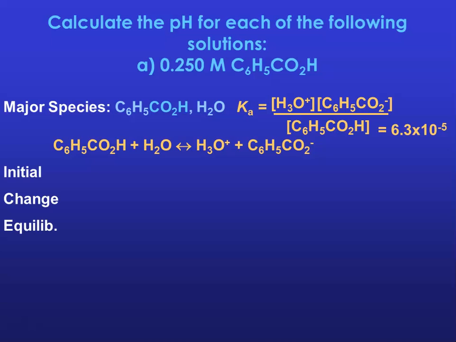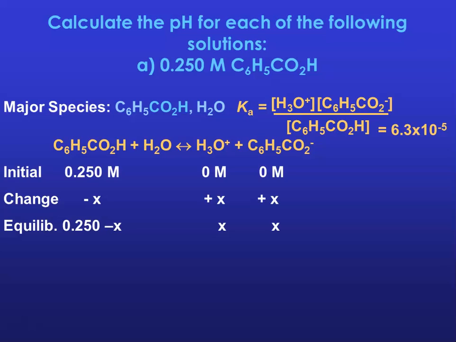Again, I'm setting this up for you initially, but my hope is you're going to reach a point where you're not going to need to do these ICE charts so much for these straight weak acid or weak base problems. We have an initial concentration of 0.250 molar. We do not have any of our products, which means that Q is less than K. We're going to need to take away from our reactants and add on to our products.